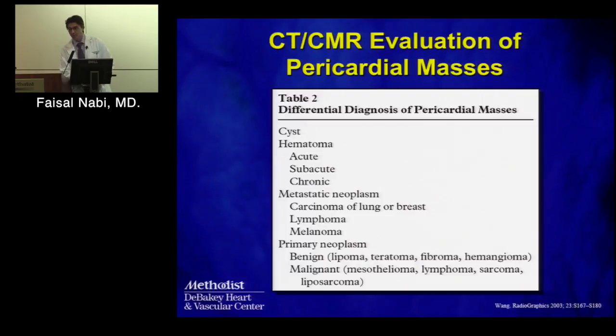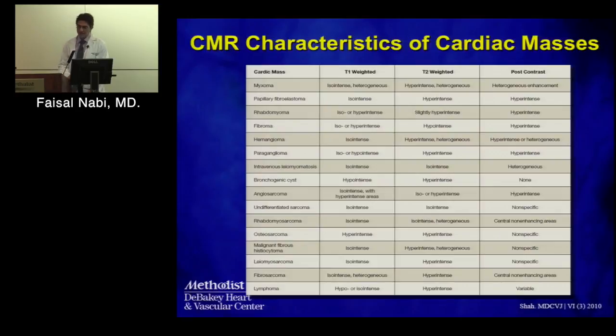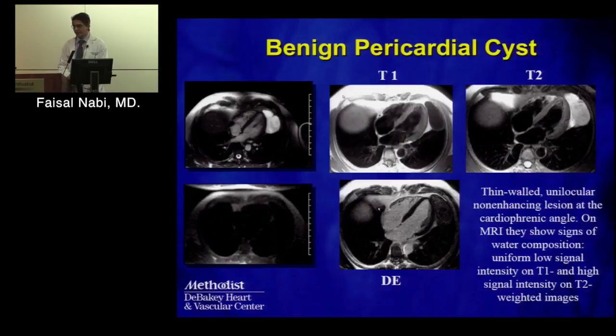You should know that when it comes to mass assessments, these are the only techniques that I would highly recommend. And the reason is because of tissue characteristics. What do I mean by masses? I mean cysts, hematomas, benign or malignant neoplasms. With CMR, we have a bunch of sequences that help us figure out what the tissue characteristics of the mass are, and therefore create a strong differential diagnosis.